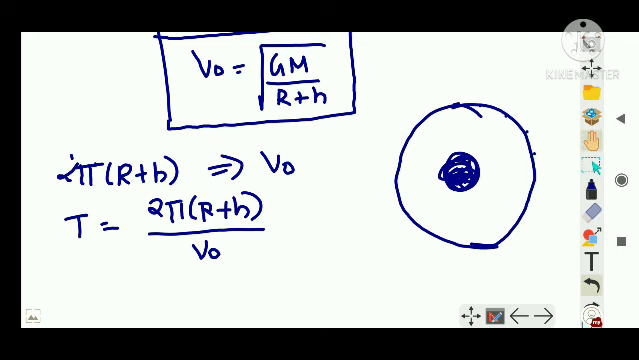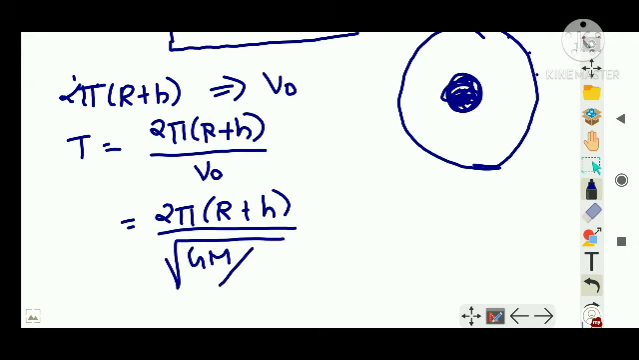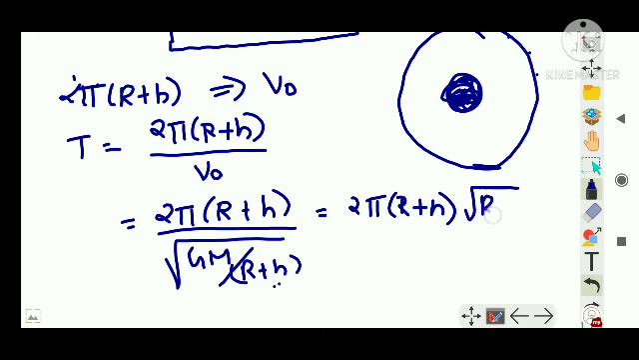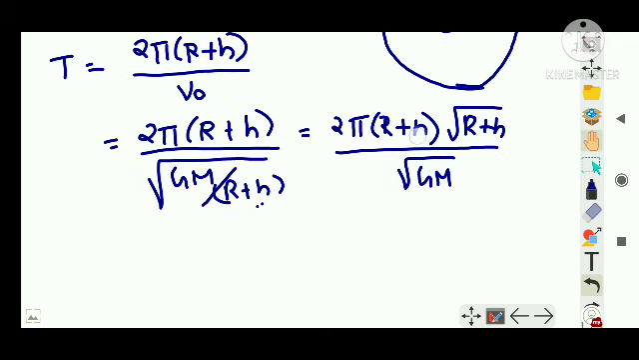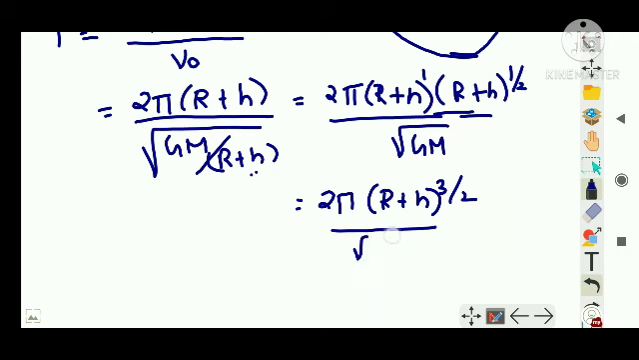In place of VO, we are going to substitute this value, so that becomes 2 pi into (r plus h) divided by root of GM divided by (r plus h). Right, that is equal to 2 pi into (r plus h), and let us bring this root above, so (r plus h) divided by root GM. Right, now this is raised to 1 and this is raised to 1 by 2. If you didn't understand, I'm going to rewrite here (r plus h) raised to 1 by 2. So this is 1 and this is 1 by 2. So you will add, so 1 plus 1 by 2 is 3 by 2. So it is 2 pi into (r plus h) raised to 3 by 2 divided by root of G.